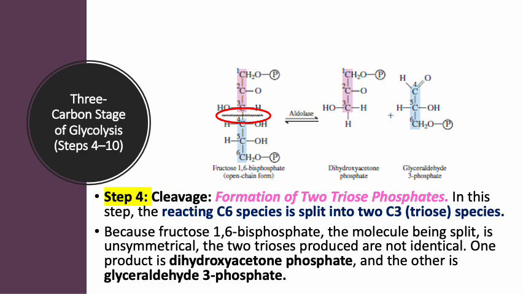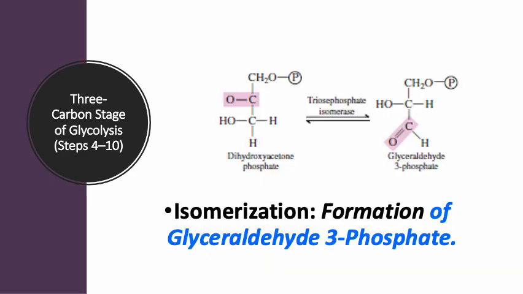Now, the fourth step involves cleavage, so the reacting C6 compound from the previous step, which is fructose 1,6 bisphosphate, is split into two triose species. That's why this stage is called the 3 carbon stage. When the fructose 1,6 bisphosphate is split unsymmetrically, it will yield dihydroxyacetone phosphate, and the other is glyceraldehyde 3 phosphate. The two trioses produced during step 4, dihydroxyacetone phosphate, a type of ketose, and glyceraldehyde 3 phosphate, a type of aldose, are isomers of each other.